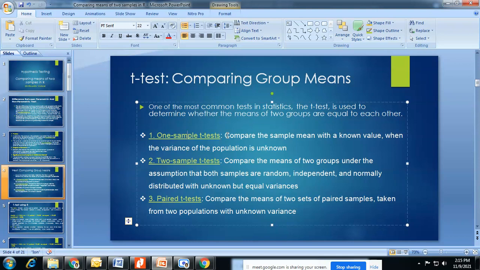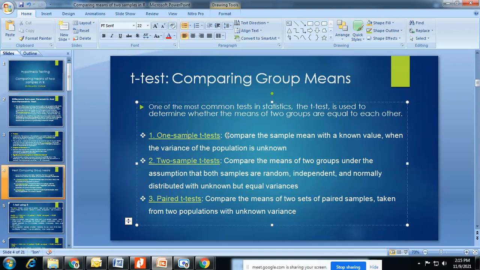So compare the sample mean with the known value when the variance of the population is unknown. That sample is drawn from the population. There is a standard deviation, and then there is something called variance. In this case, the variance of the population involved in the study is not known, and you try to compare the sample mean with some set value or known value. That is the purpose of one sample t test.